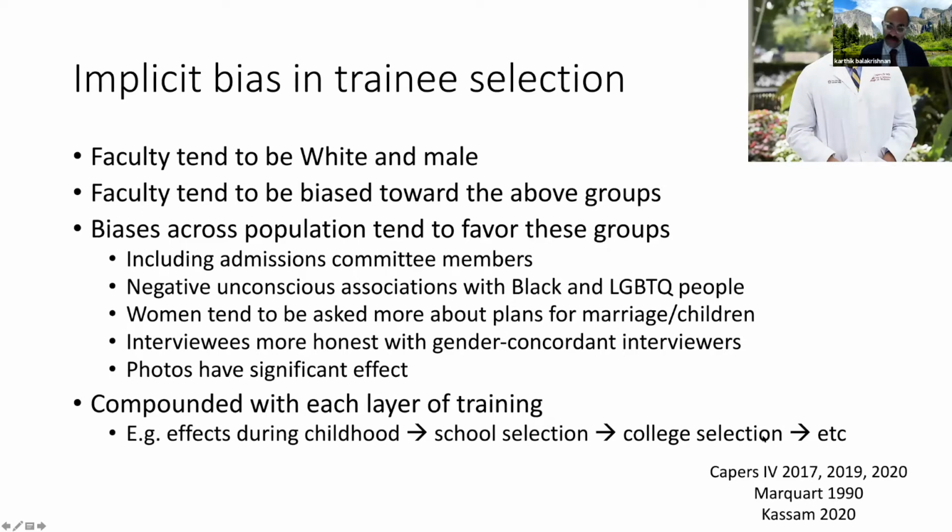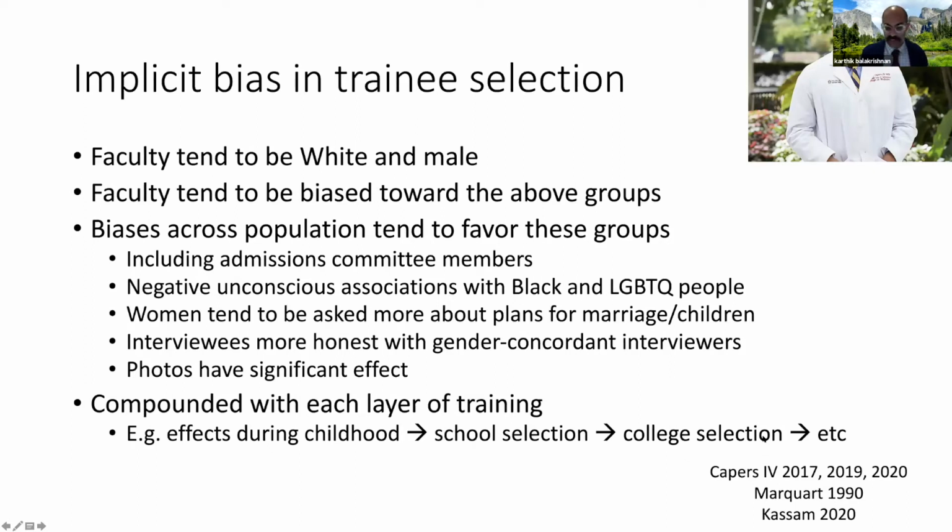And so faculty tend to be more white and male, and faculty tend to be biased towards those groups. And biases across the general population favor those groups as well. And as we've talked about, physicians and scientists are no more immune to bias than anybody else in the population. And that includes admissions committee members who have been shown to have negative unconscious associations with Black and LGBTQ people. And similarly, to have more unconscious associations of women with family and home and men with career. And that plays out, for example, because women tend to be asked more often about their plans for marriage and children.